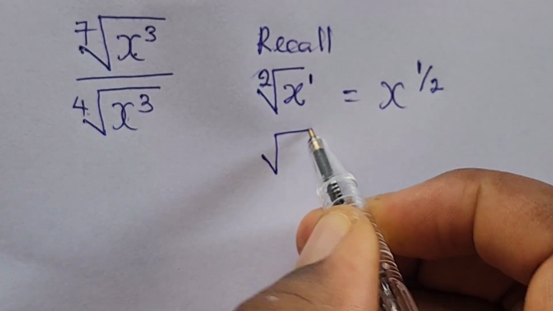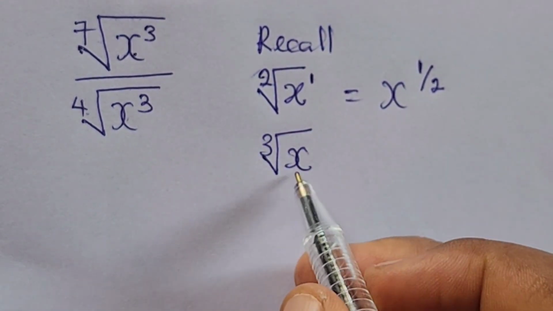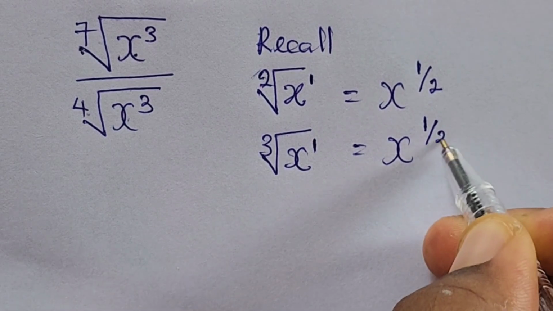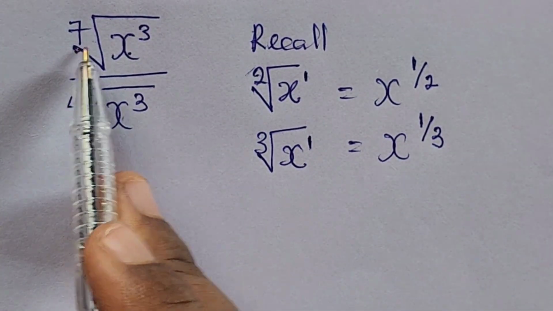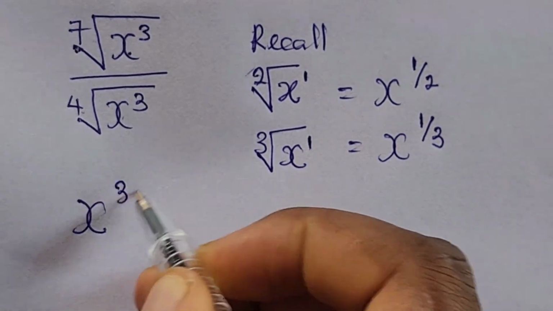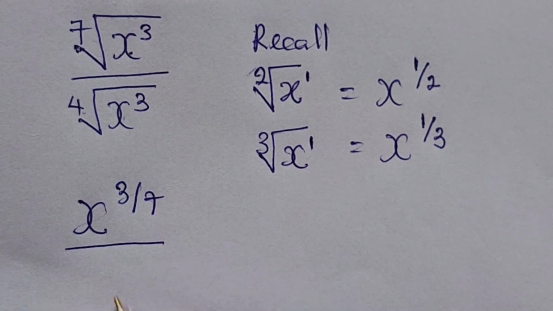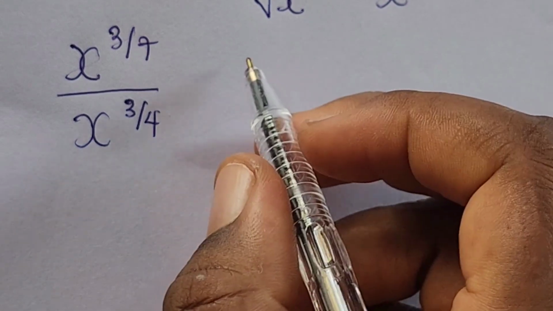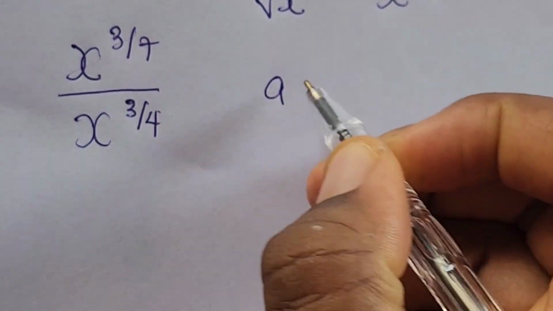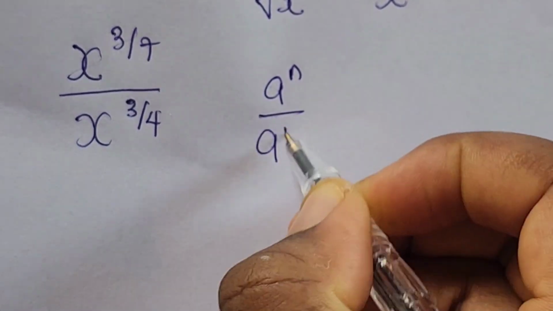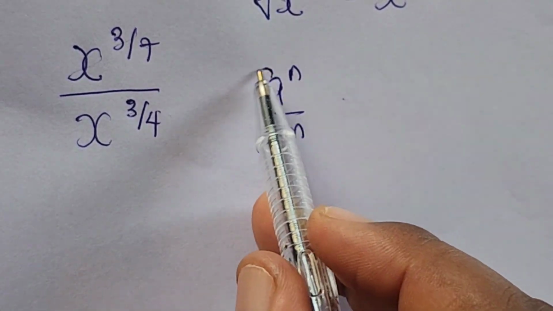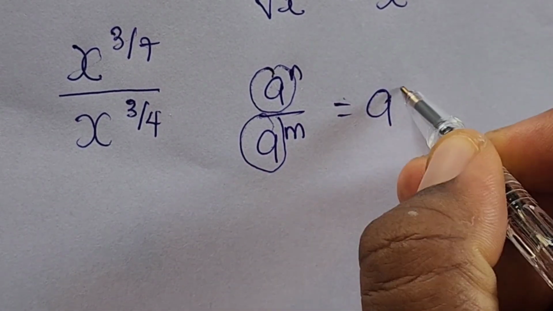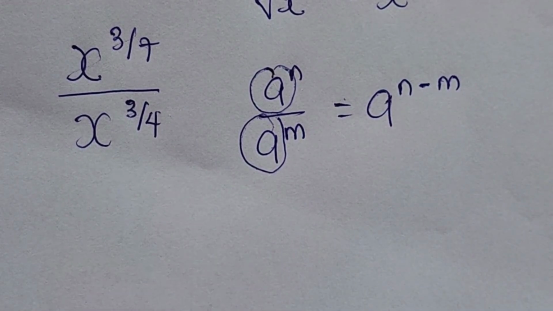And when I have the cube root of x, x is to the power of 1 and this is equal to x to the power of 1 over 3. So this will become x to the power of 3 over 7 all over x to the power of 3 over 4. Now from law of indices, when I have a to the power of n over a to the power of m, since we have the same base here, this is the same as a to the power of n minus m.